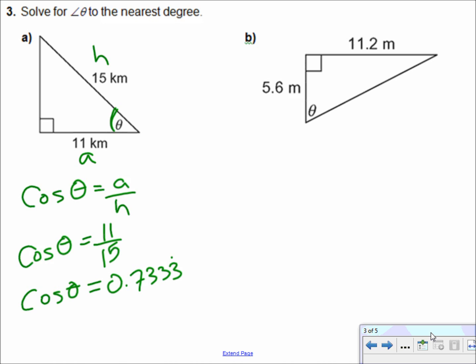So on my calculator, I'm going to go second function cos, and now I'm going to use my answer button, or you can type in the 0.7333. If you have a graphing calculator, the way you use your answer button is you just hit second again, and you hit the answer or the negative button, which is right next to the equal sign. So I got 42 degrees, rounded to 43. So angle theta is equal to 43 degrees. Did anyone else get that? Yeah? Okay.